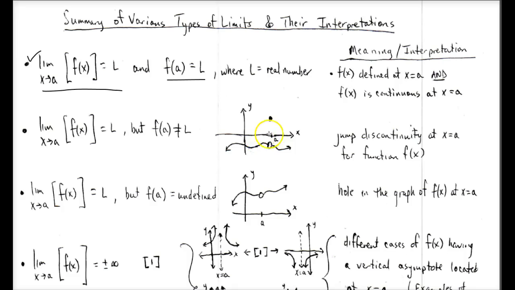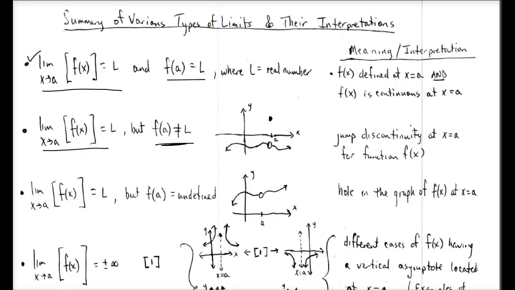The second one here is how we say we have a jump discontinuity. We know that the limit of the function equals some real number L as x approaches a from both the left and the right, but the actual defined point on the graph does not have a y value that is consistent with what the limit is. In other words, the y value for the defined point isn't the same as what the limit's y value tends to go towards. And so this is how we know we have a hole.